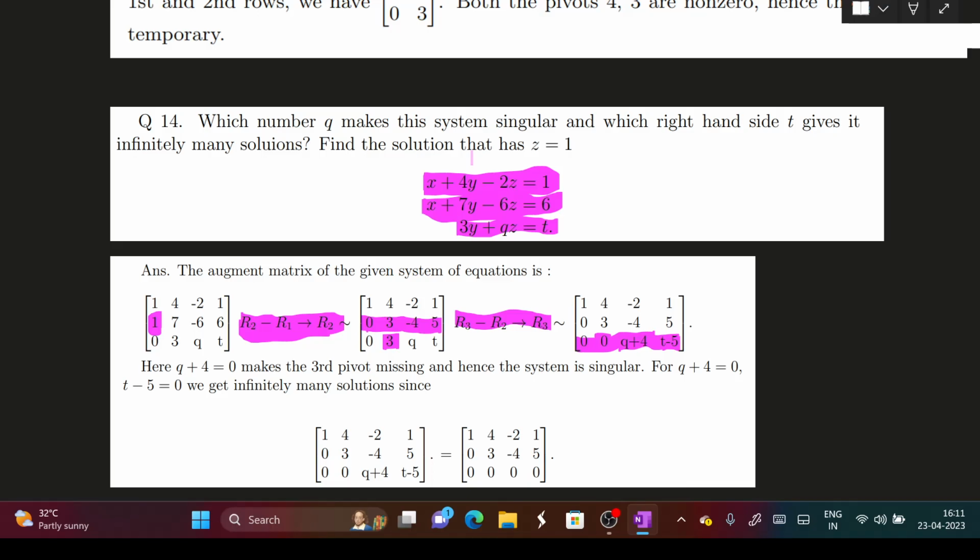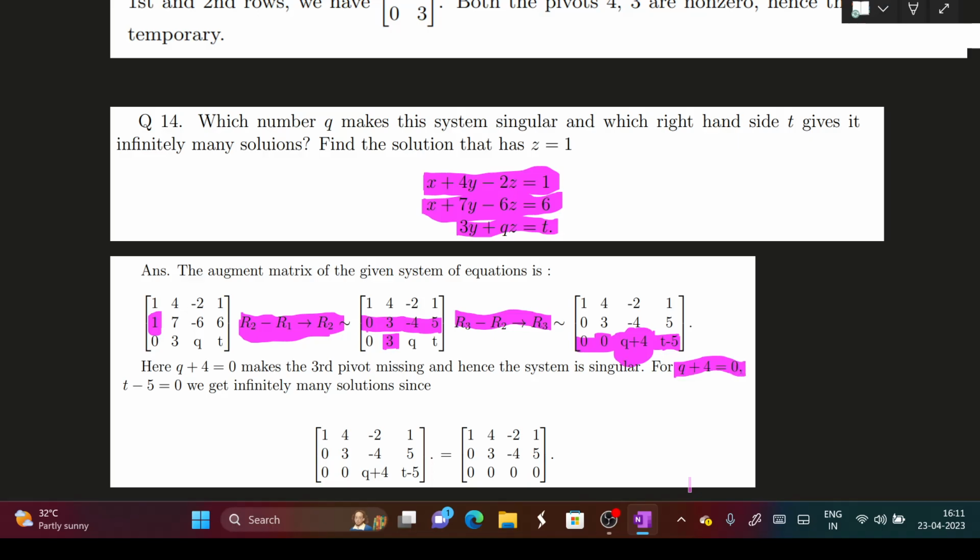already they are scalar constants. We have obtained the constant values and they are non-zero values. So the only possibility to make it singular is to make the third pivot missing. If this third pivot is missing, then only the system of equations will be singular. To have a singular system, that means this is 0. So it is 0 means q is equal to minus 4.